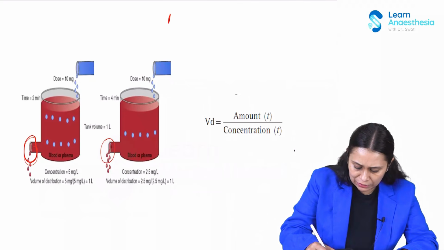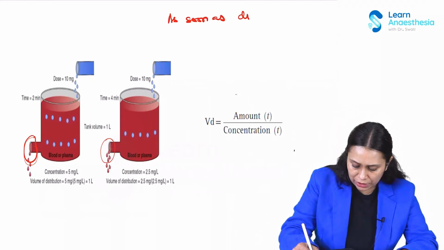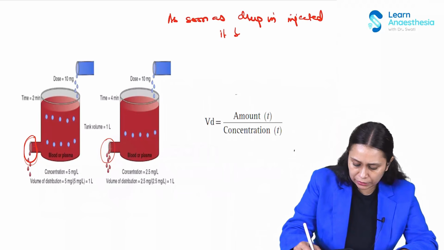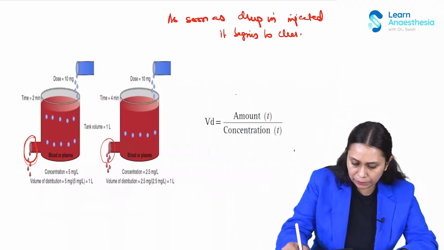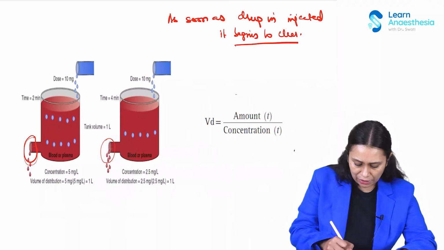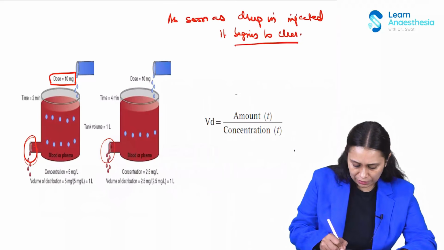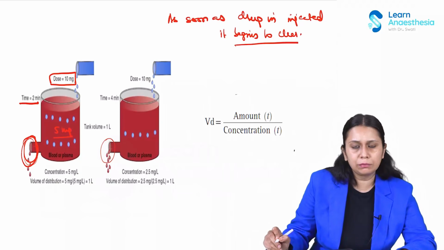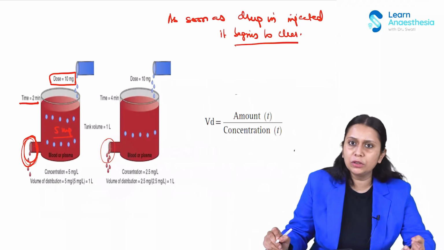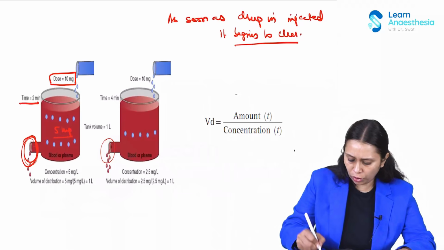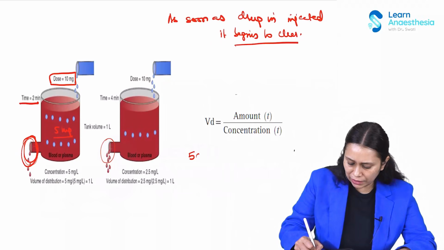And then how will we calculate the volume of distribution? So let's say as soon as the drug is injected, it begins to clear, begins to get removed from the body. I have added 10 milligram of drug, and it starts getting eliminated. After 2 minutes of giving the drug, only 5 milligram of drug was there in the blood. The concentration of the drug at that point of time was 5 milligram per liter. So what would be the volume of distribution? The amount of drug at 2 minutes, 5 milligram, divided by 5 milligram per liter.